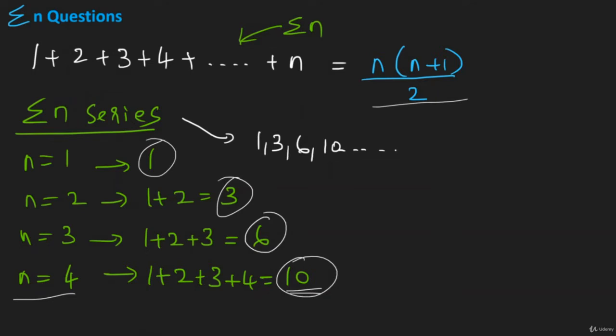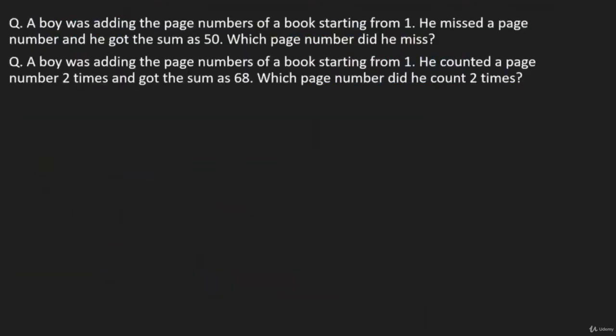Whenever you see numbers like 1, 3, 6, 10, etc. in a question, try to relate it to the sigma n series and try to think whether you could use this in solving the problem. Let's do these two questions. So we have two questions over here.